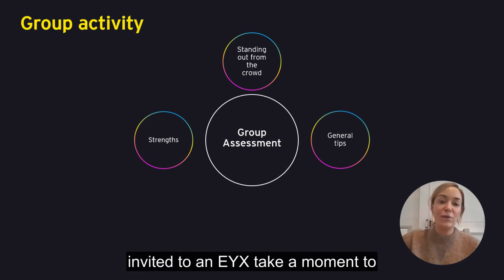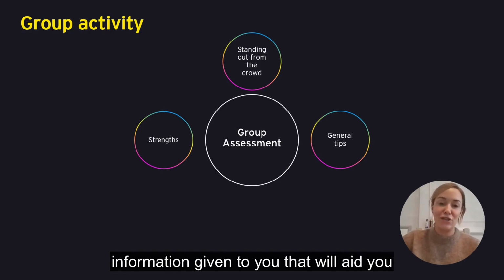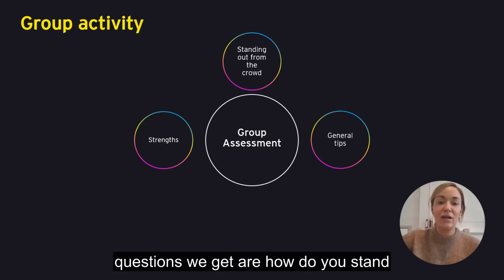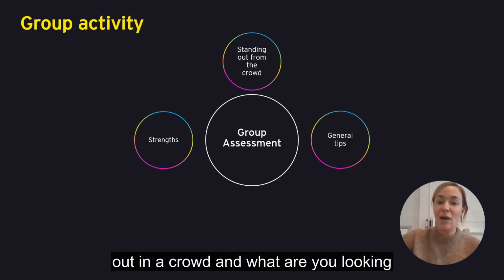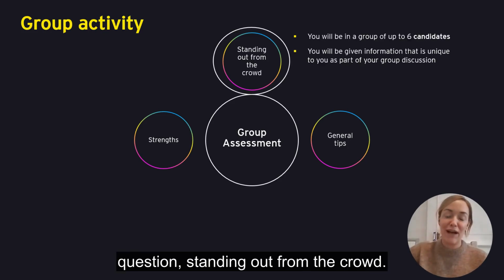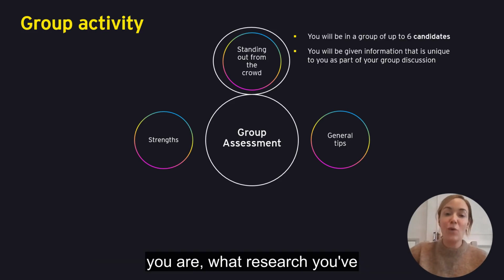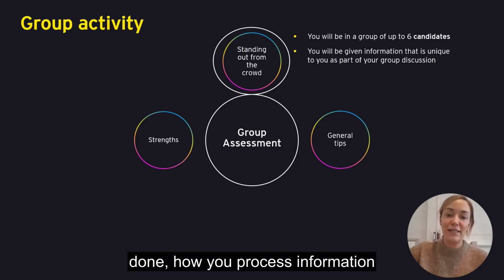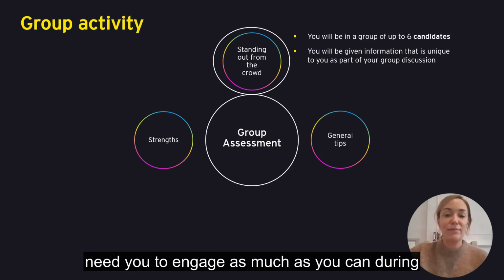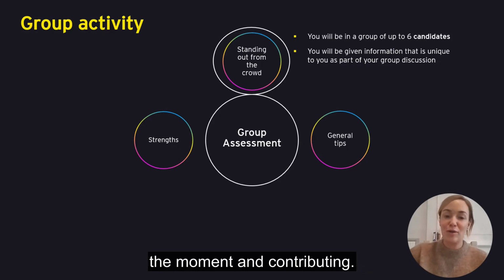When you're invited to an EYX, take a moment to check your portal to see if there's any information given to you that will aid you in your discussion. The 2 main questions we get are, how do you stand out in a crowd and what are you looking for? So let's tackle the first question, standing out from the crowd. The purpose of the group discussion is to get to know who you are, what research you've done, how you process information and demonstrate your strengths. To do this, we need you to engage as much as you can during the sessions. This means being in the moment and contributing.